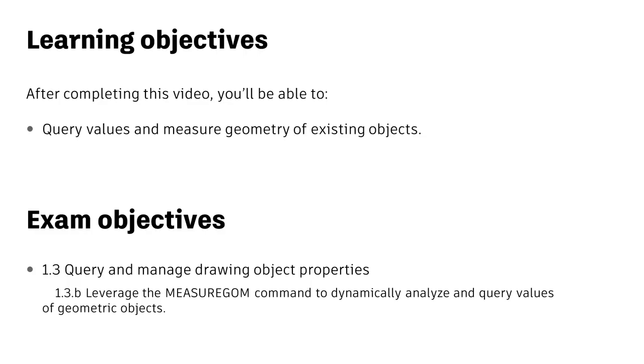AutoCAD's MEASUREGOM command is a useful tool that allows you to quickly and accurately measure various properties of objects in your drawings, like distances, angles, areas, and volumes. After completing this video, you'll be able to query values and measure the geometry of existing objects.